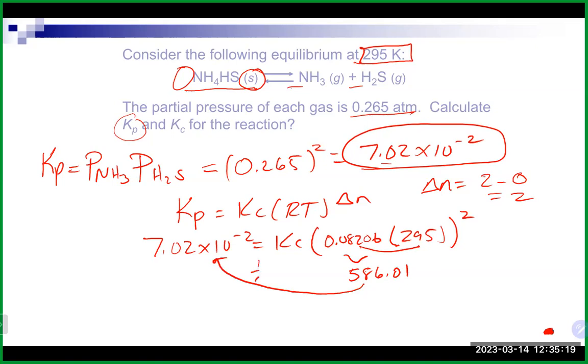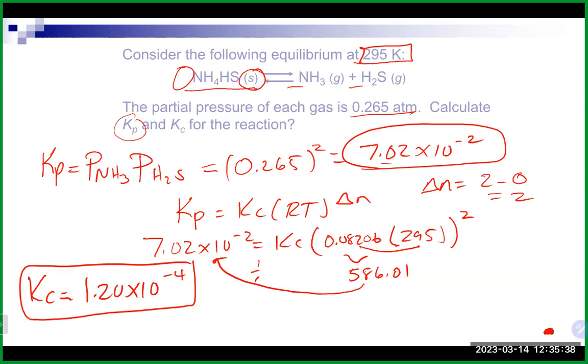And that would get us 7.02 times 10 to the minus 2 divided by what we got there. Looks like perhaps our Kc here will be 1.20 times 10 to the negative 4 in this case. Any questions on any of those?